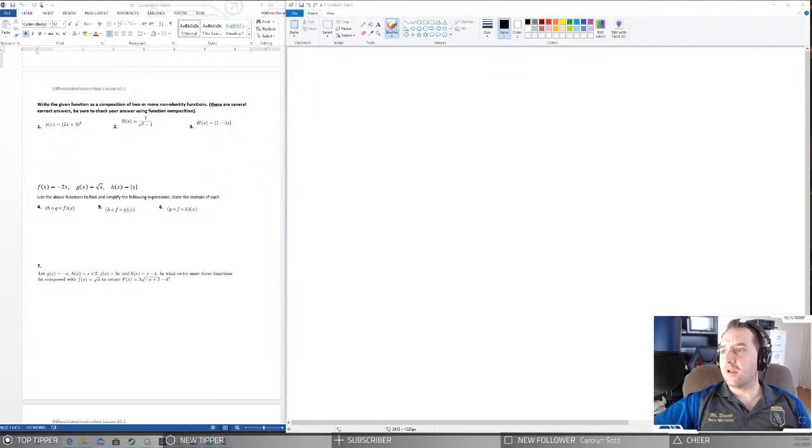So it says, write the given function as a composition of two or more functions, and sometimes we may have to do two or more. The idea is we should be able to write it in such a fashion that when we break it apart, we're able to plug in successive values to construct it. I know it sounds kind of weird.